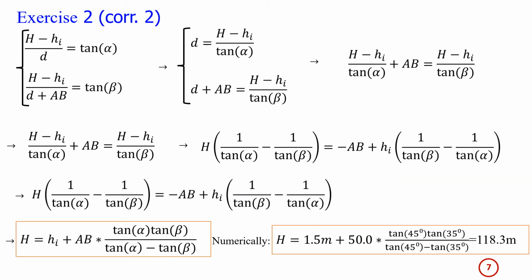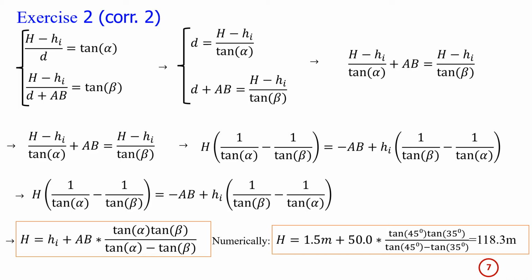So H minus HI divided by D is equal to tangent alpha. H minus HI divided by D plus AB is equal to tangent beta. I rewrite this equation like this: D equals H minus HI divided by tangent alpha, and D plus AB is equal to H minus HI divided by tangent beta. Now I can replace D in this second equation. If I replace D in the second equation, I find the following equation.